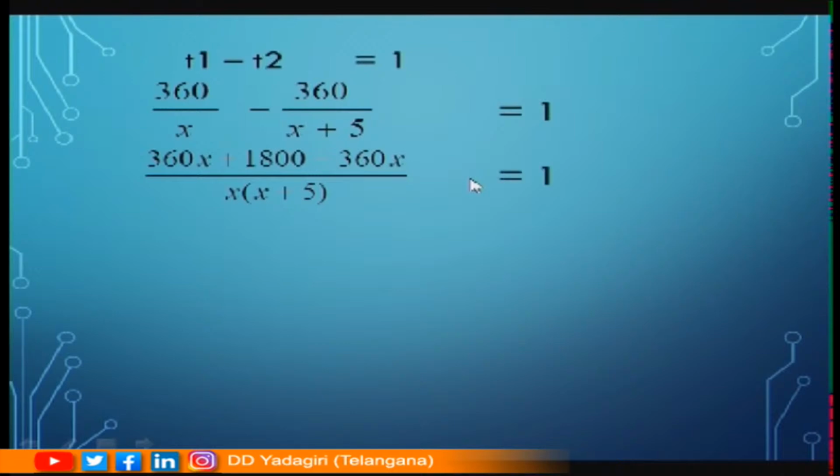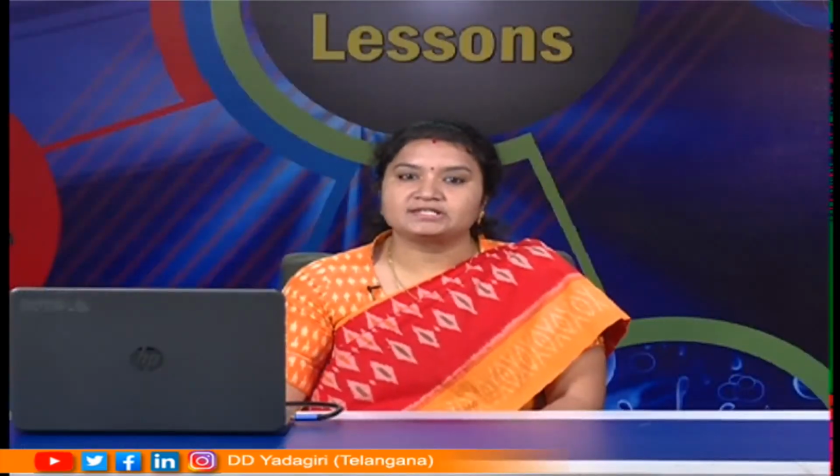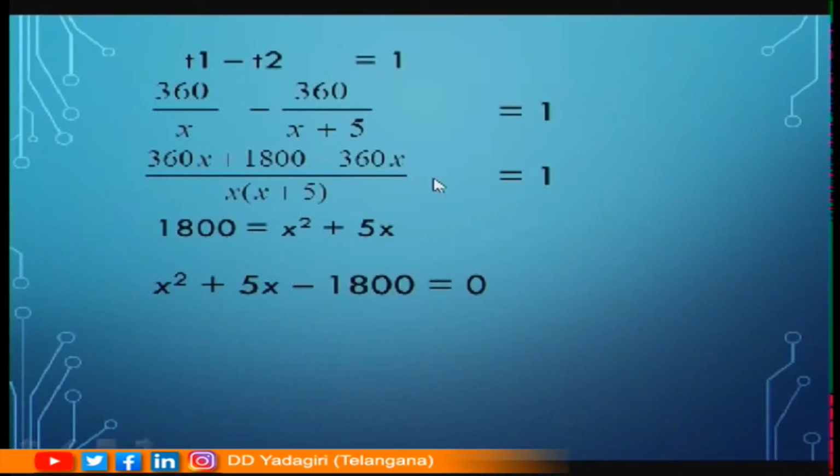Now, when you look at the numerator part of the left hand side, we can see 360x and minus 360x are present there, which can be cancelled. So, I am left with only 1800 in the numerator part and I transpose this denominator to the right hand side by multiplying with 1. x into x gives me x square and x into 5 gives me 5x. So, let us rearrange this equation x square plus 5x minus 1800. I transposed this 1800 to the other side and that is how I got the equation as x square plus 5x minus 1800 is equal to 0.